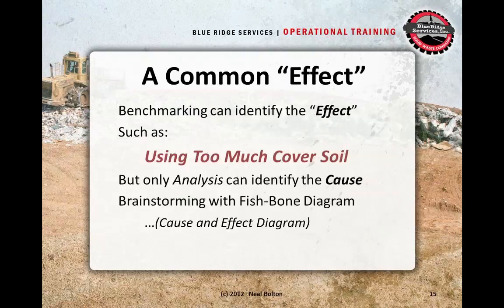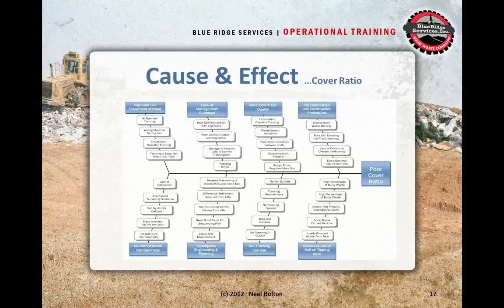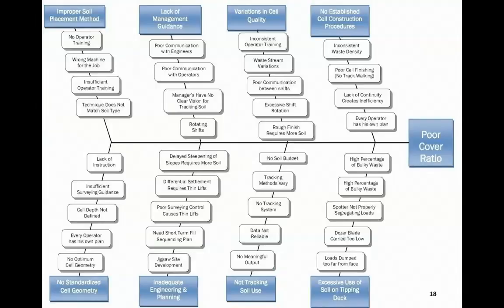Here's a common effect for landfills, probably the most common effect and one of the largest unnecessary costs of operating a landfill. And that effect is using too much cover soil. Here's one way of evaluating that, and that's to use what's called a fishbone diagram or a cause and effect diagram. I think we have that a little bit bigger here so you can see it. You identify what the issue is. On the right-hand side, we say, this is poor cover ratio. We don't have an effective cover ratio at our landfill.